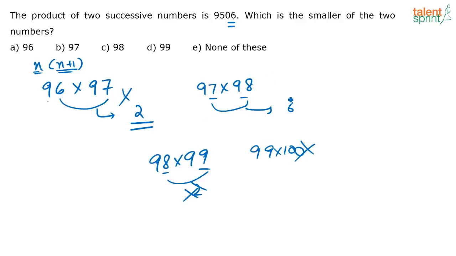Now, just multiply this and cross check if you get the answer as 9506. Okay. So, the correct answer here is option B, that is 97. The smaller number is 97 and the next number is 98.